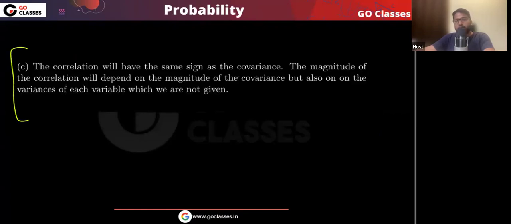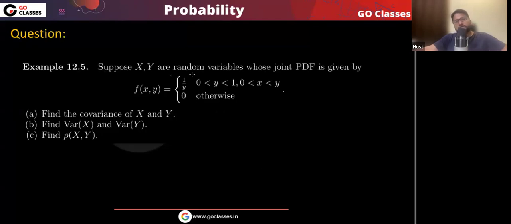The correlation will have the same sign as the covariance. The magnitude of the correlation will depend on the magnitude of the covariance, but also on the variance of each variable, which we are not given. So it will depend on the variance or the standard deviation, whatever you want to call it. Now let's see this. Suppose x and y are random variables whose joint PDF is given something like this. Now they're asking you to find out the covariance, variance, and the correlation.